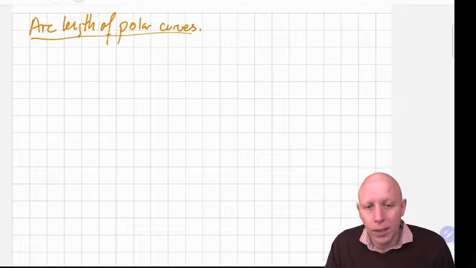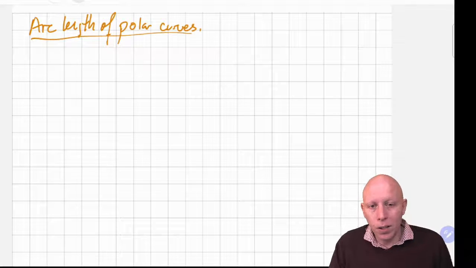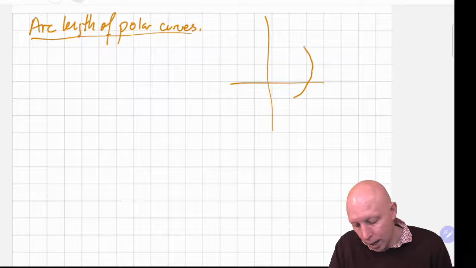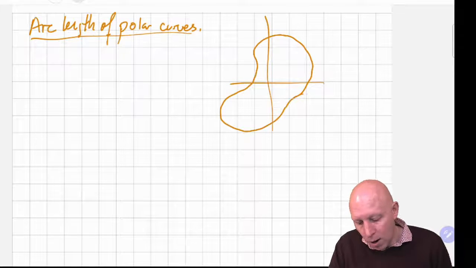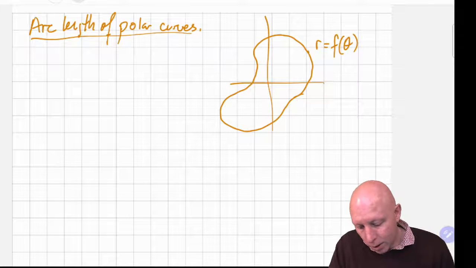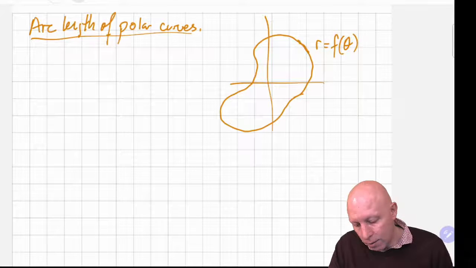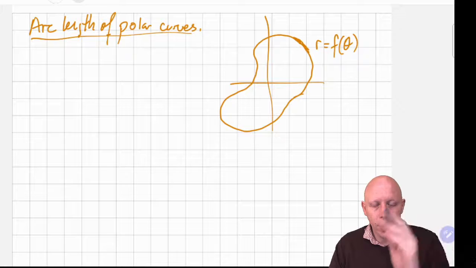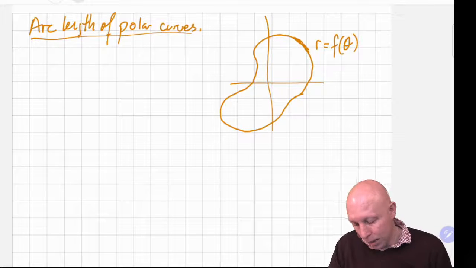Hi, welcome back. Let's talk about another type of calculus that we can do on polar curves. So we have some function that's defined r as a function of theta. And what we'd like to do is figure out what's the arc length of this curve. So how long is the path that this curve sweeps out?